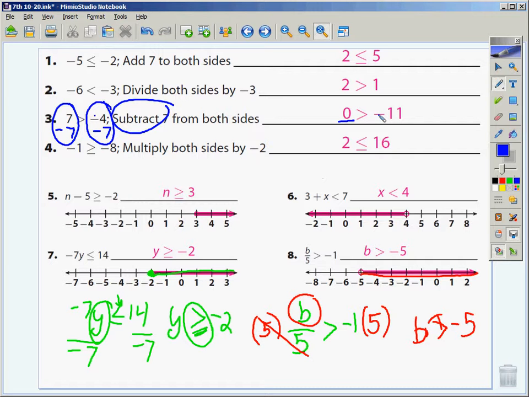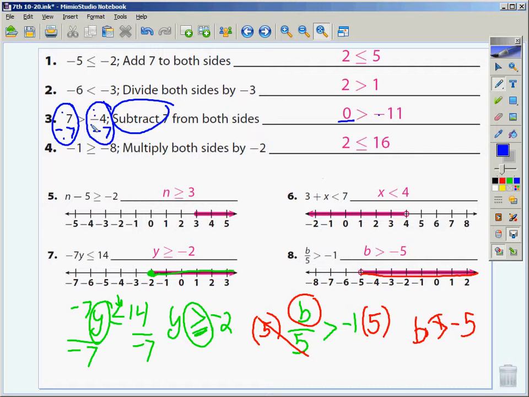Yes. Right? Different signs here, I subtracted. Same signs here, I added, and I kept their sign. Other questions from this page?